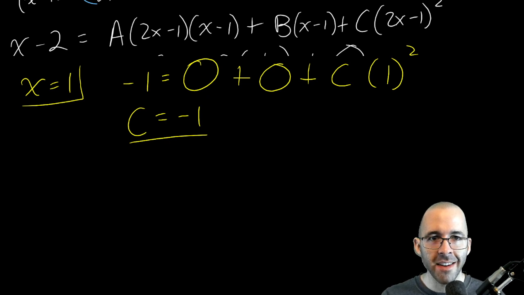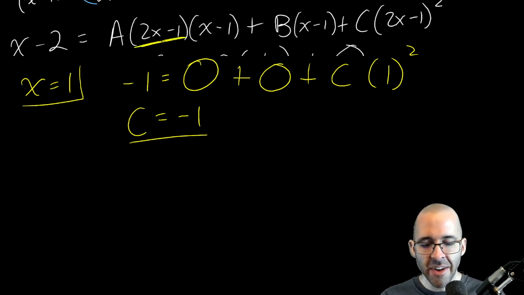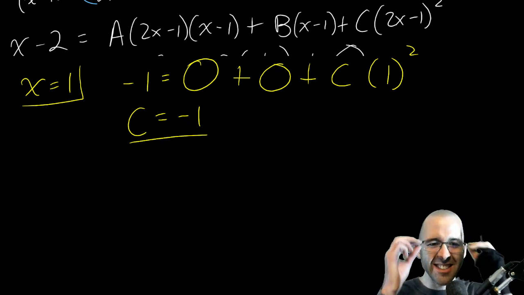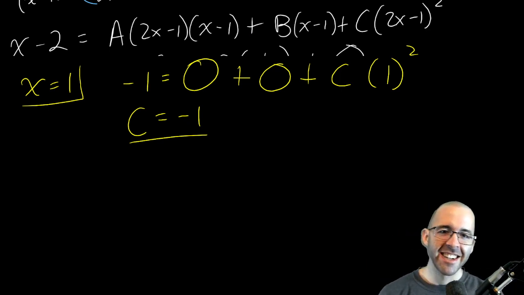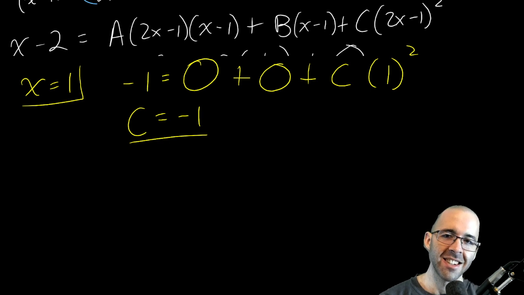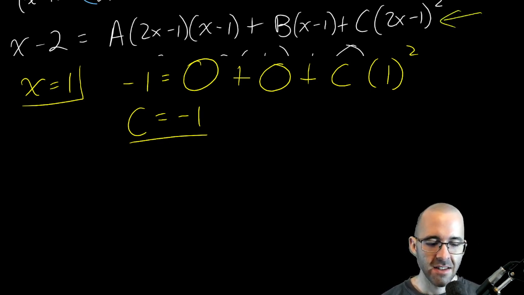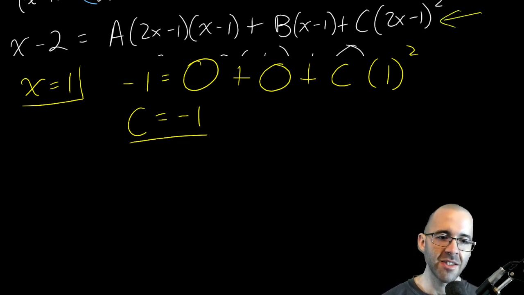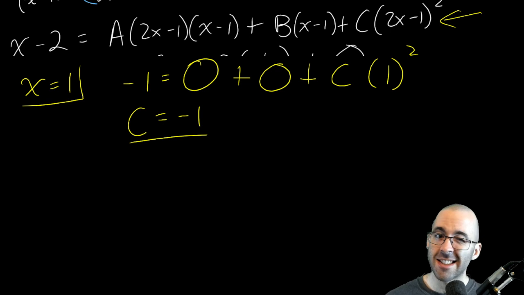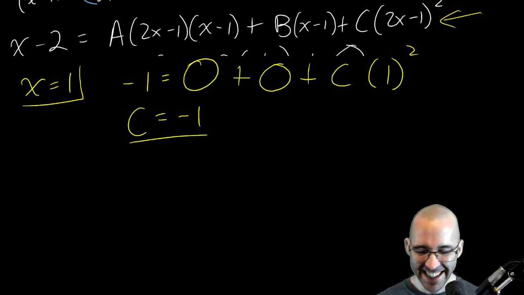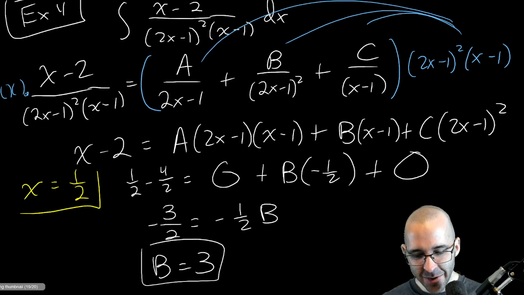What else are we plugging in? Well, we plugged in so that this factor was 0. We plugged in when this factor is equal to 0, but there's only 2 distinct factors here. So what do we do? We have to equate coefficients now. All right, so let's plug in a and b and see what happens. Okay, so we know c is negative 1 and b is 3.